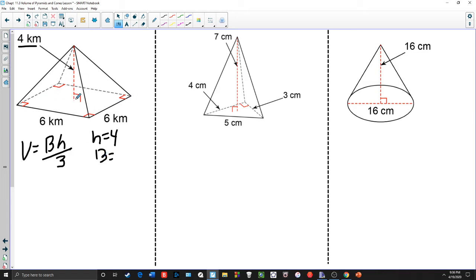So how do I find the area of a square? Well, I do length times width. So 6 times 6, which is 36. So I go back over here. I say, okay, it's going to be 36 times 4 divided by 3.